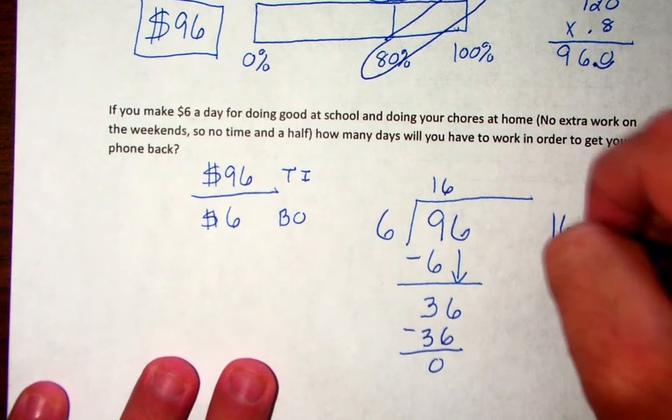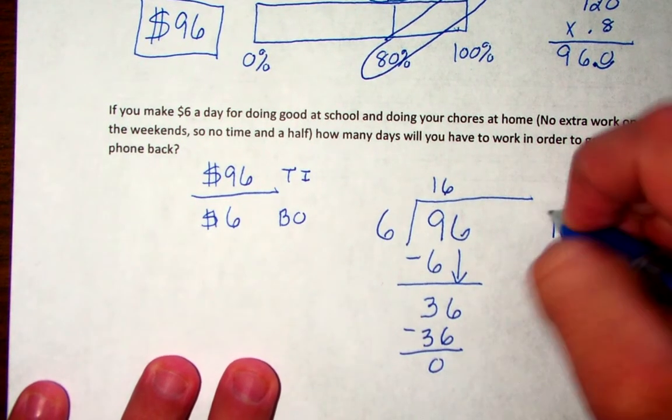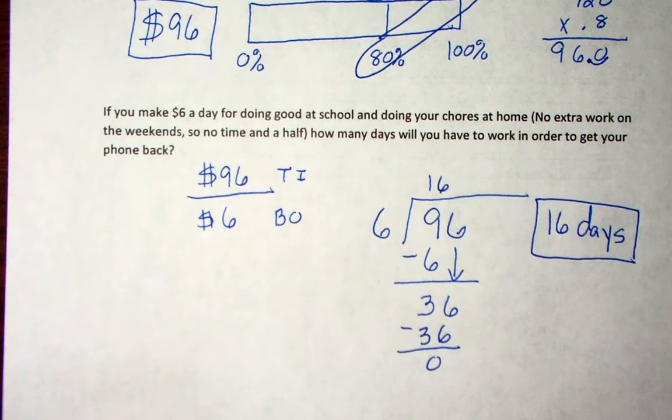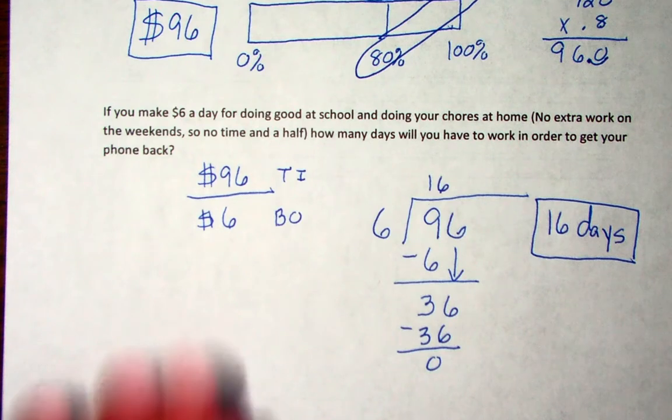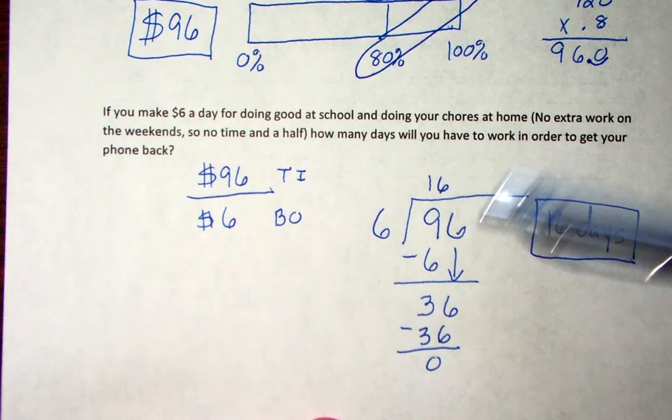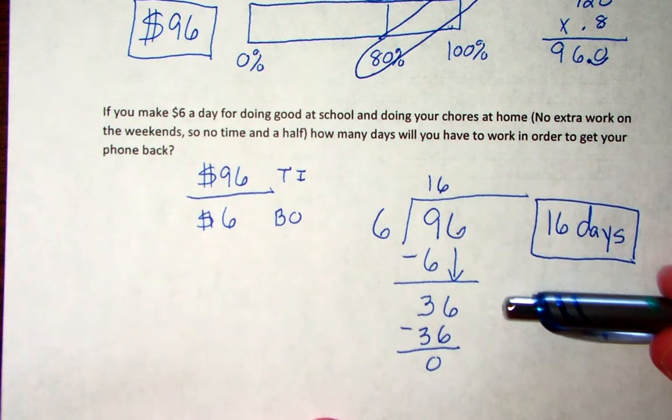So that means you're going to be without your phone for 3 full weeks because remember, you can't work on the weekends. So the way I'm looking at this is if you don't get your phone during the week, you're not going to get it on the weekends either. So let's put it that way. You won't get your phone for 3 full weeks plus 1 extra day on a Monday.